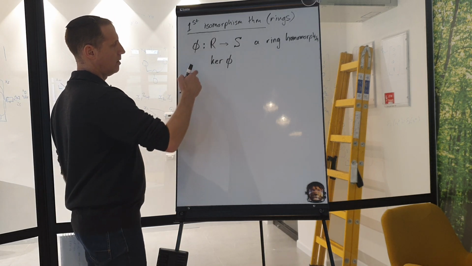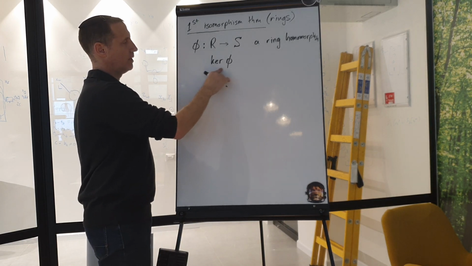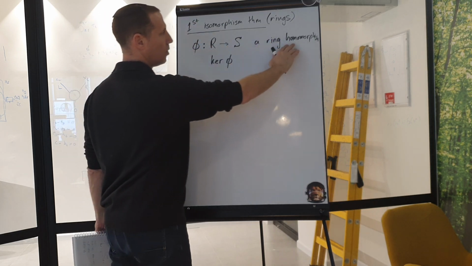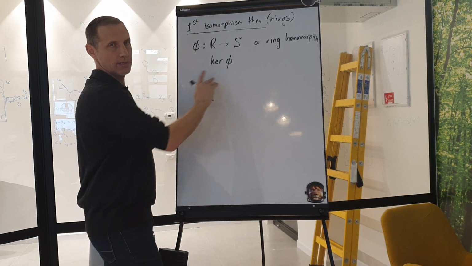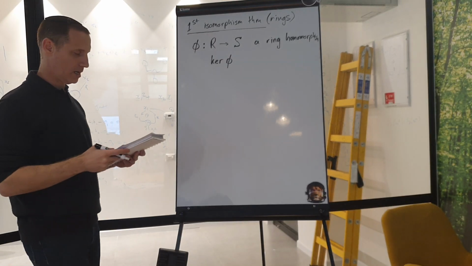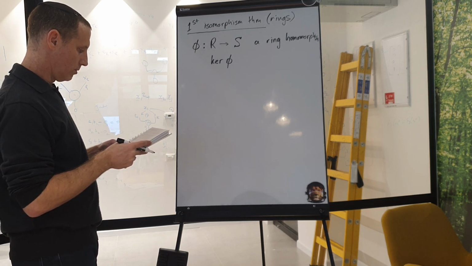Now I'm going to give you a homework exercise to prove that kernel phi, when I have a ring homomorphism, its kernel is an ideal. It's not hard, okay? But we're not going to show it now. That's for you to do offline.